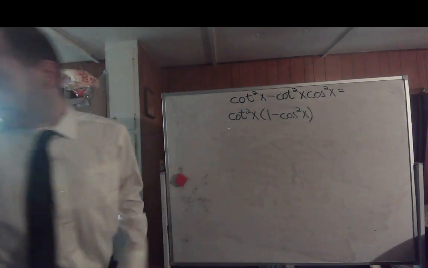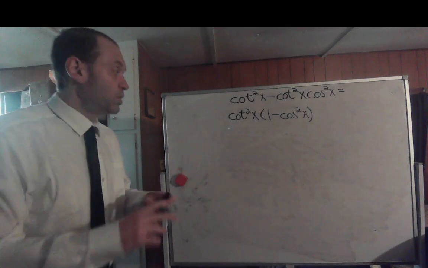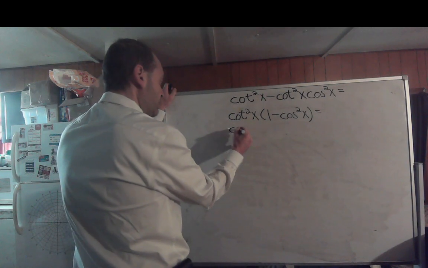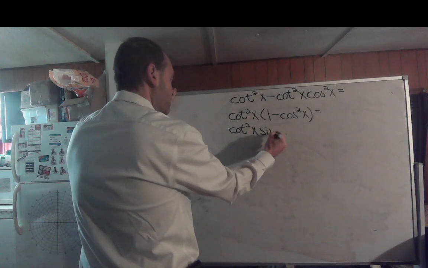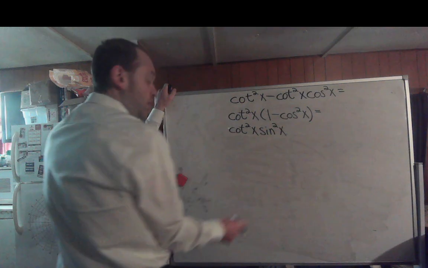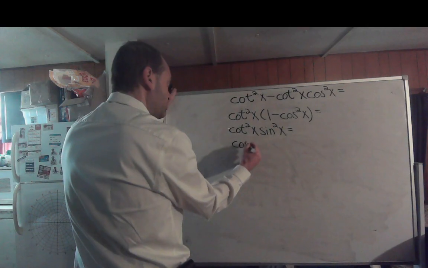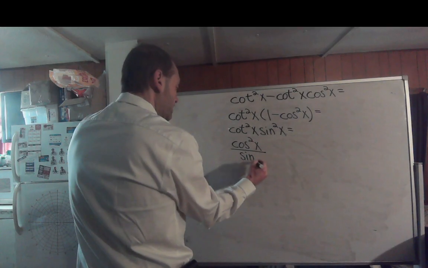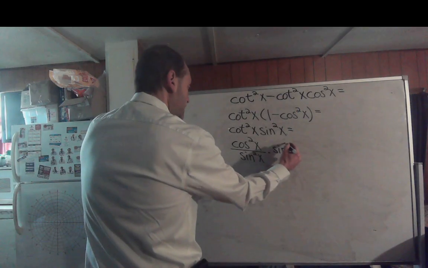Well, now, what is 1 minus cosine squared of x? That's the sine squared of x. So this would be cotangent squared of x times the sine squared of x. Alright, well, what's cotangent? That's going to be the cosine squared of x all over the sine squared of x. All that times the sine squared of x.